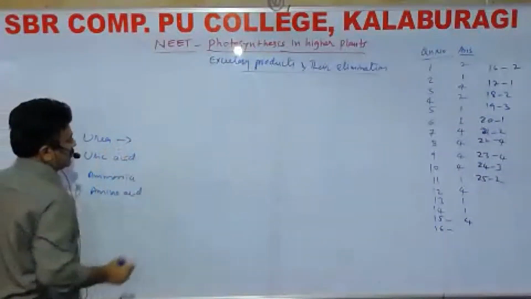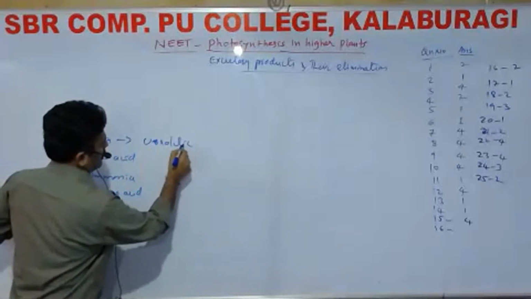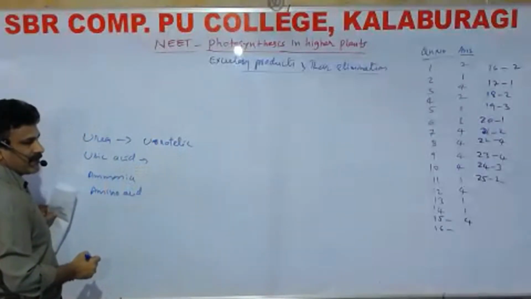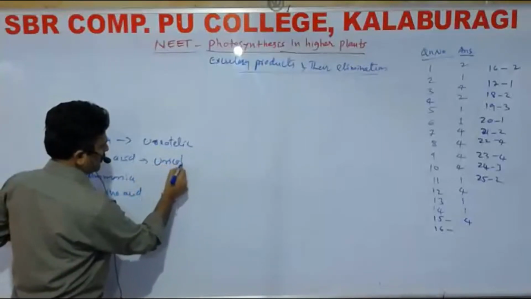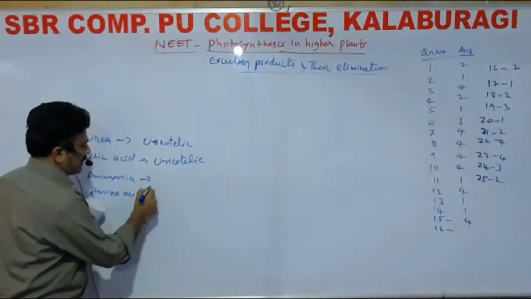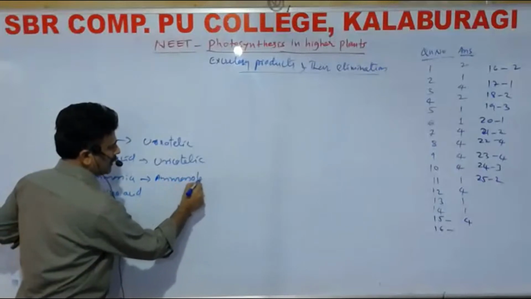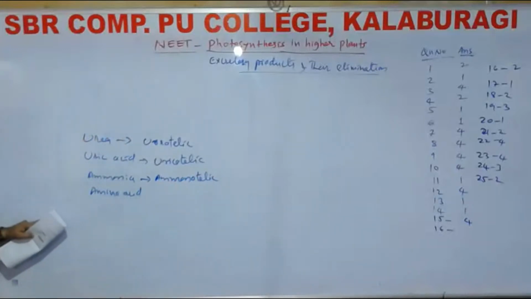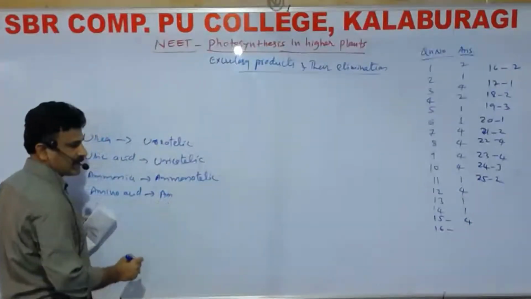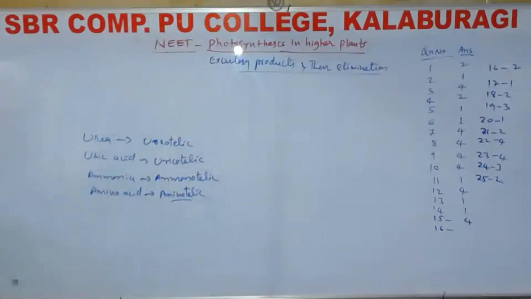The animals which eliminate urea as a nitrogenous waste material are referred to as ureotelic animals. The phenomenon is called ureotelism. The animals which eliminate nitrogenous waste in the form of uric acid are referred to as uricotelic animals. The phenomenon is called uricotelism. The animals which eliminate ammonia as a nitrogenous waste material are referred to as ammonotelic. The phenomenon is called ammonotelism. The animals which eliminate amino acids as a nitrogenous waste material are referred to as aminotelic animals. The phenomenon is called aminotelism.